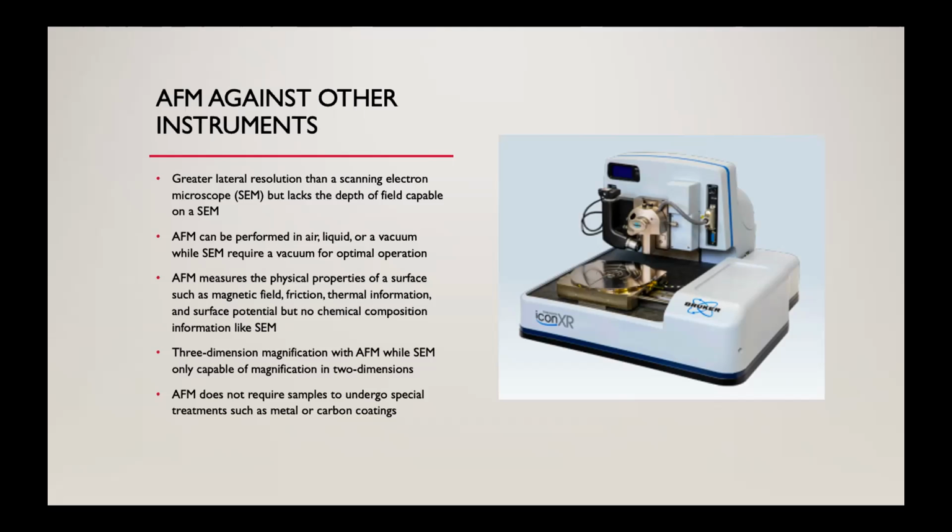The biggest advantage, I think, of the AFM is that you get 3-dimension magnification, so you can build that full 3D image, whereas with the scanning electron microscope, it's only capable of magnification in 2 dimensions. And then another advantage of AFM is that it does not require samples to undergo special treatments. So you're able to just lay the surface sample and then use the AFM. You don't have to give it a special coating or treatment that could possibly damage the sample. So the sample prep is pretty minimal for AFM.